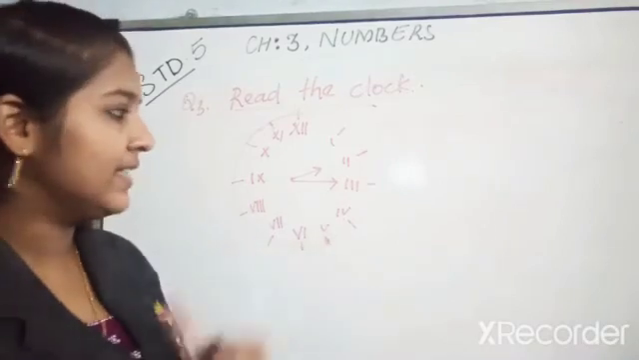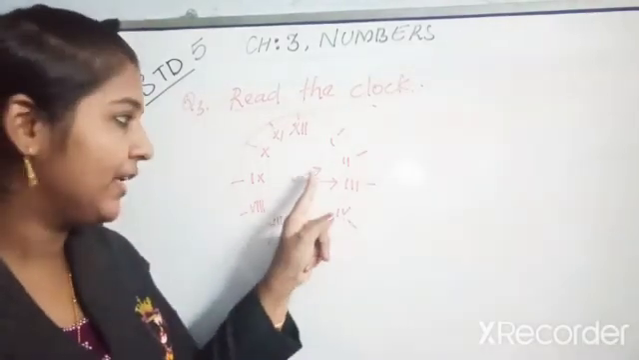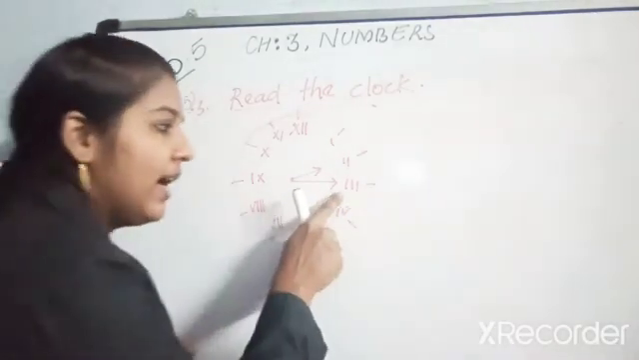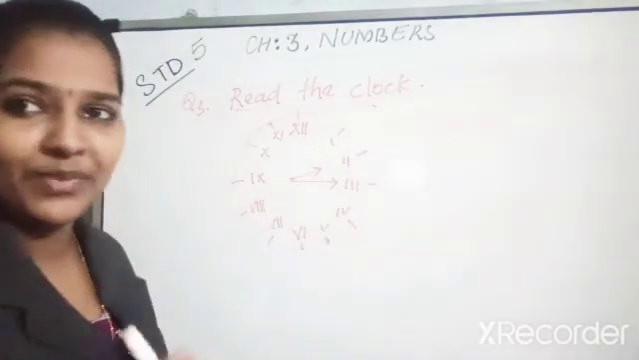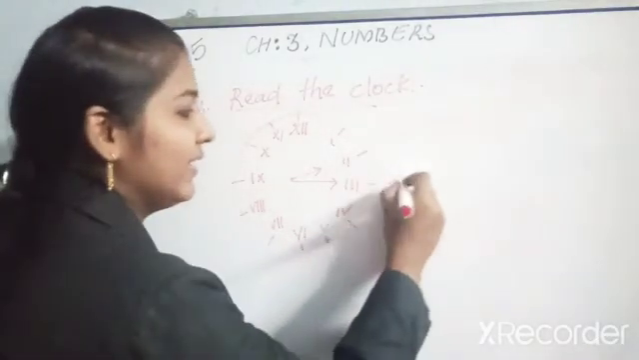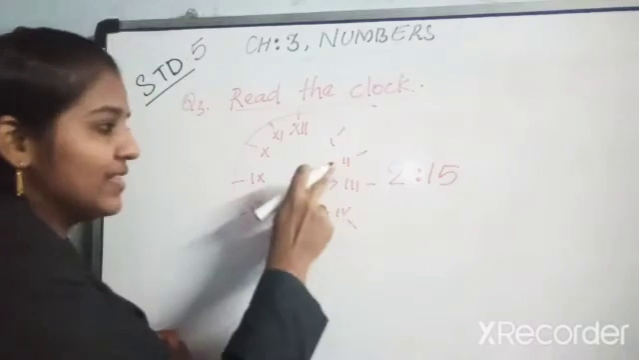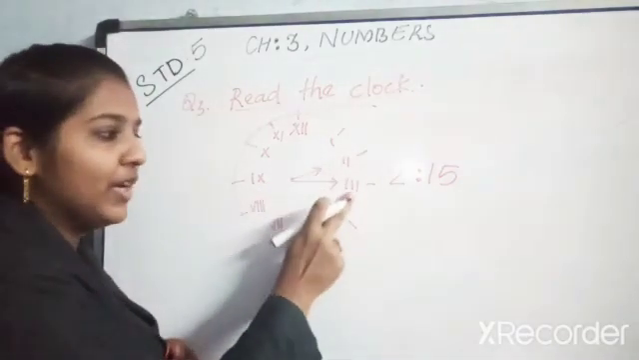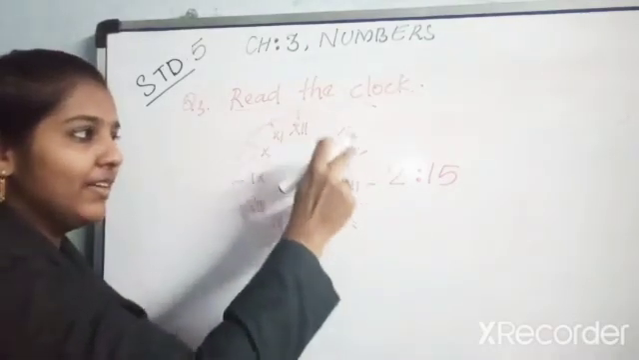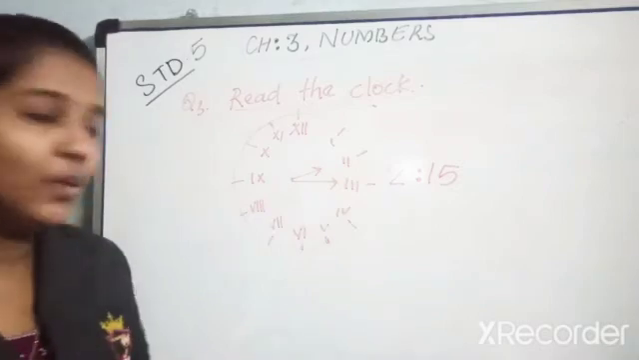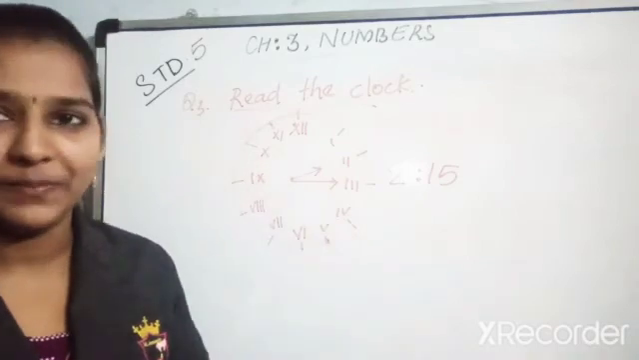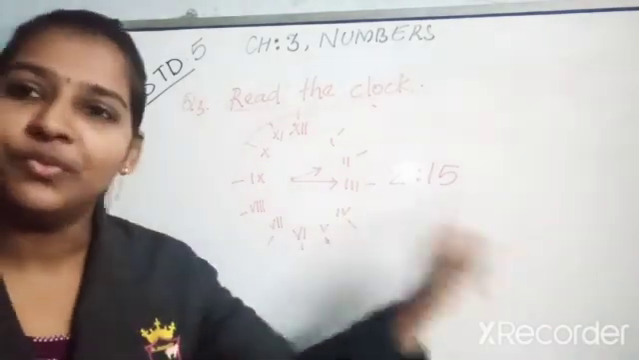Now children, read this time. Here our hour hand is pointing to 2 and the minute hand is pointing to 3. So tell me, what is the time? Yes, 2:15. The time is 2:15. That is, hour hand to 2 and minute hand to 3. When the minute hand is at 3, the minutes are 15 minutes. That is 5, 10, 15. We know to count minutes, we are taking it as the multiples of 5. So the time is 2:15.